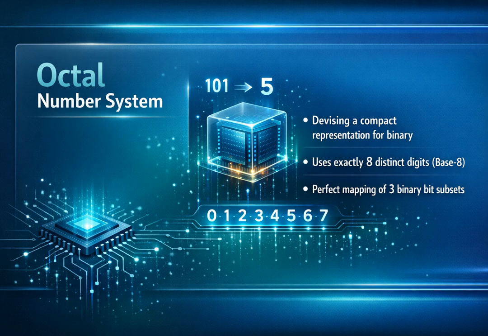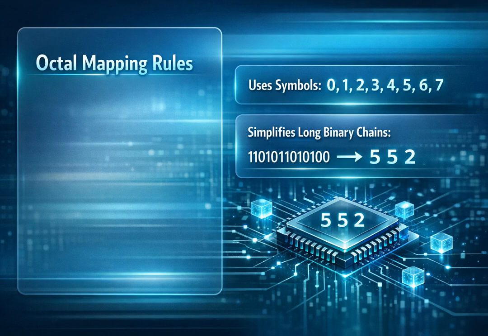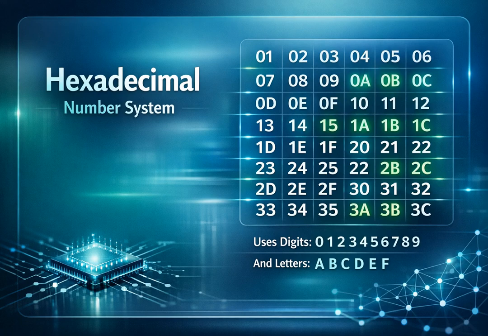Thus, engineers frequently compress this data into octal systems, or base 8. Octal natively limits values between 0 and 7. Mathematically, any 3 binary data bit subsets compress with absolute perfection into a single, clean octal digit. However, modern 64-bit processing relies almost entirely on the hexadecimal number system.